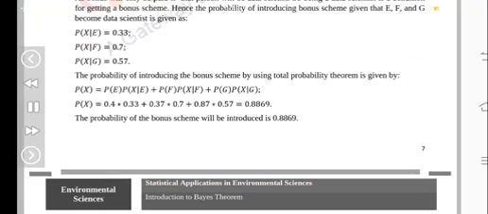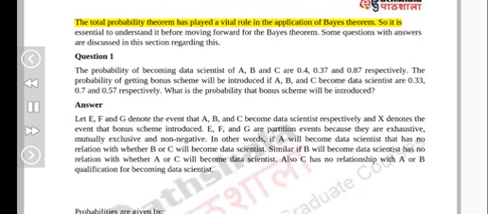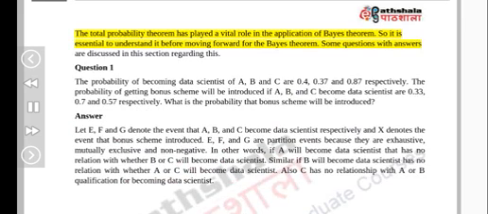The total probability theorem plays a vital role in the application of Bayes' theorem. So it is essential to understand it before moving forward to Bayes' theorem. Some questions with answers are discussed in this section regarding this.